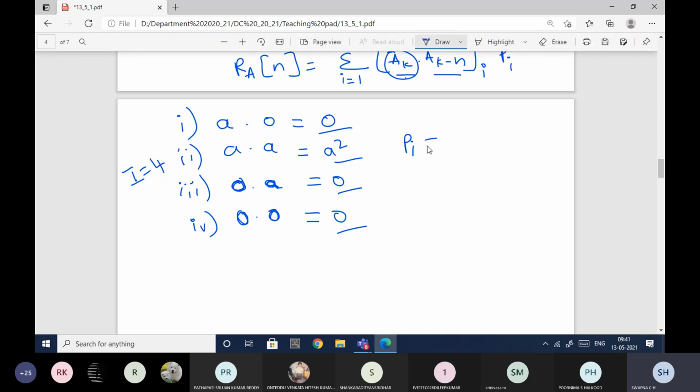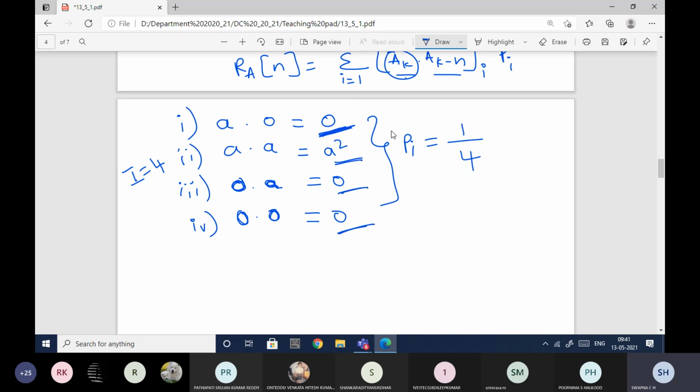Pi will be equal to 1 by 4, because for this complete thing, if I want to get A into 0, it is one combination only. So 1, the total number of events are 4, 1 by 4.